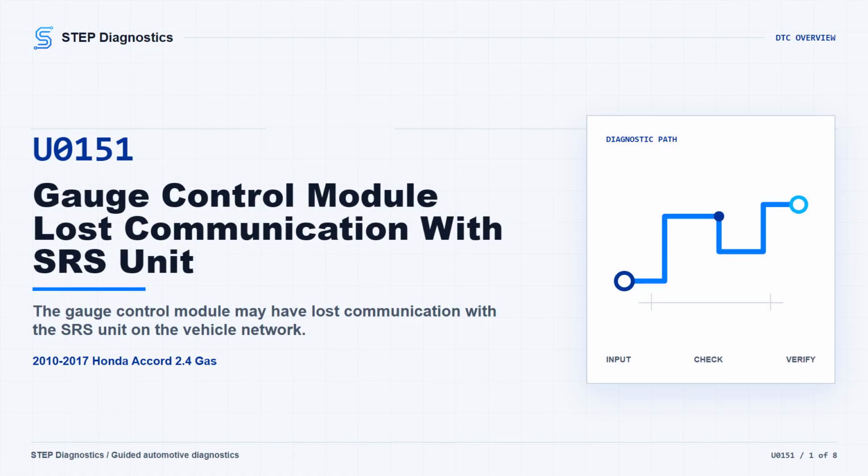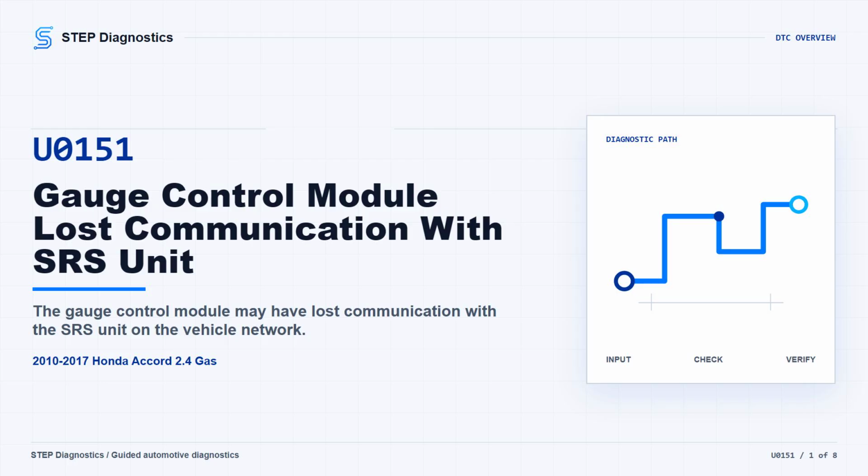On this 2010 through 2017 Honda Accord with the 2.4 gas engine, U0151 means the gauge control module may have lost communication with the SRS unit. In plain terms, the cluster side and the airbag control side are not talking the way the network expects.